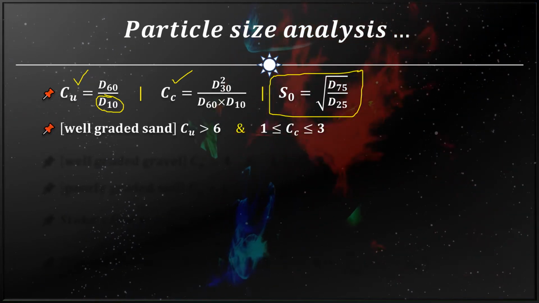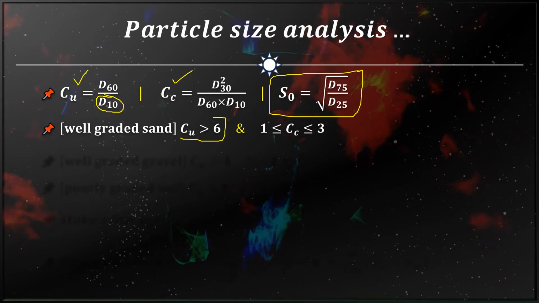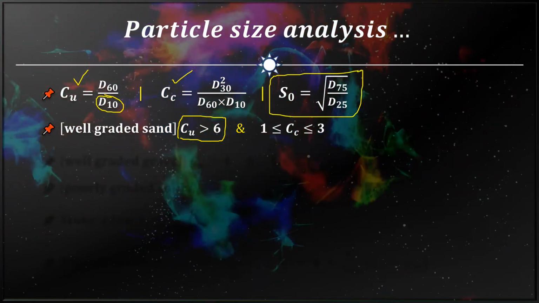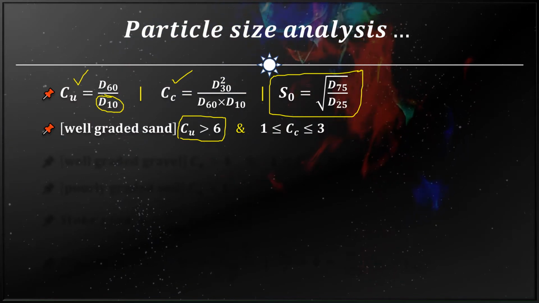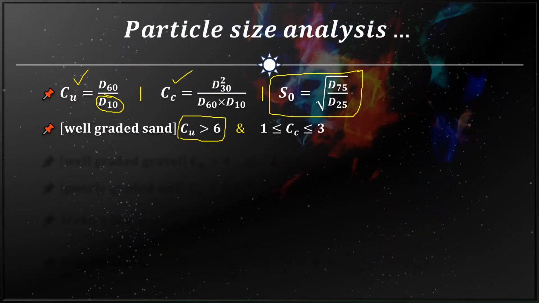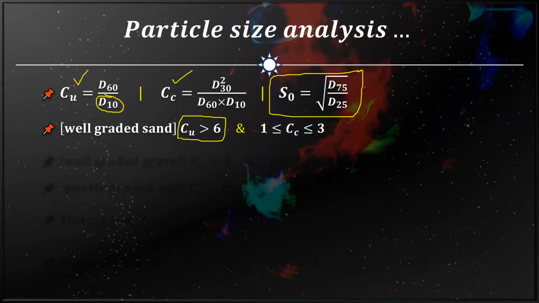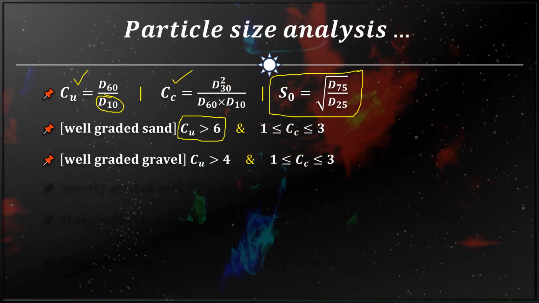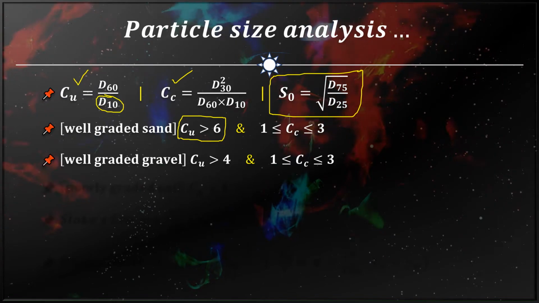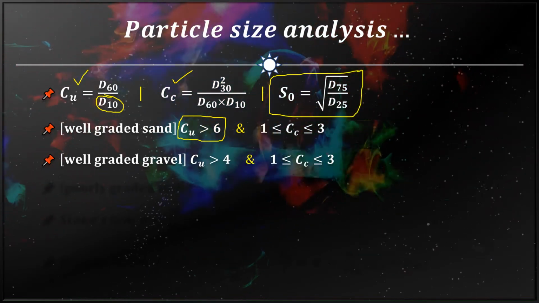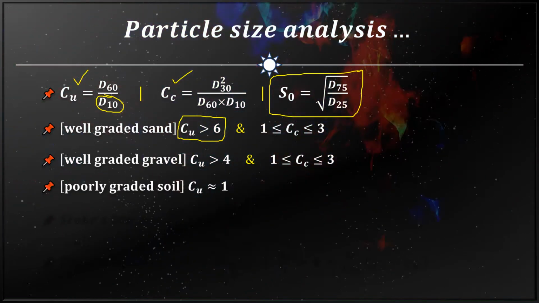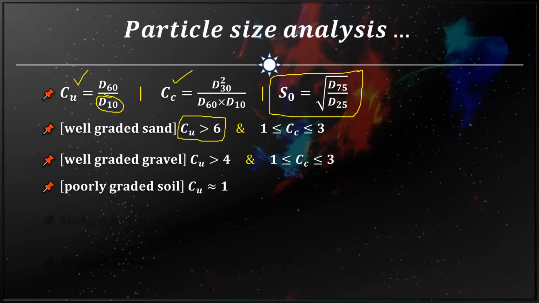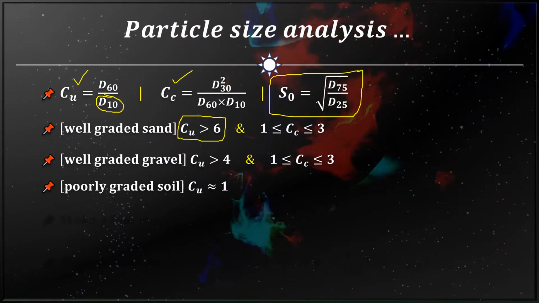And there is a range for uniformity coefficient Cu and Cc. When Cu is greater than 6 and Cc lies in the range 1 to 3, then we can classify that soil as well graded sand. In case of Cu greater than 4 and Cc 1 to 3, then that can be classified as well graded gravel. And in case Cu is nearly equal to 1, then that soil will be poorly graded.